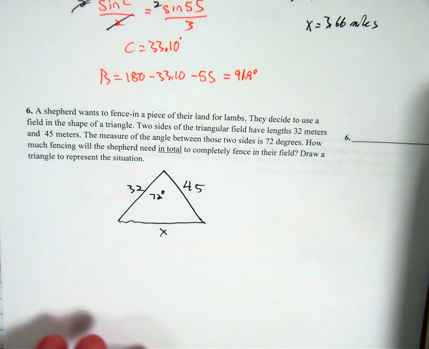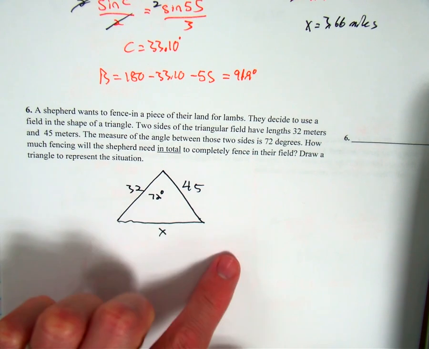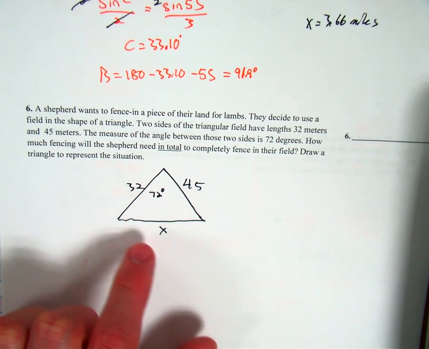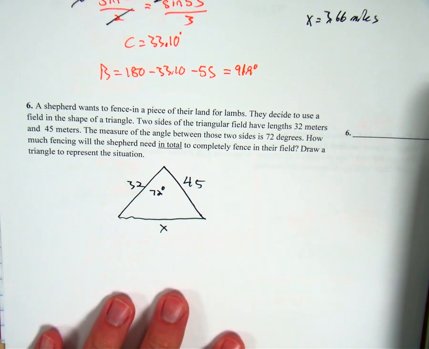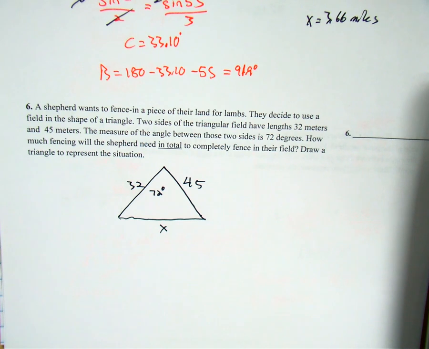Alright, so there's our triangle. We got 32 on this side, 45 on that side, 72 degrees in the middle. I don't know the third side. Okay? So, let's see if you can set up the law of cosines here on your own. Go ahead and push pause and try the law of cosines on your own.